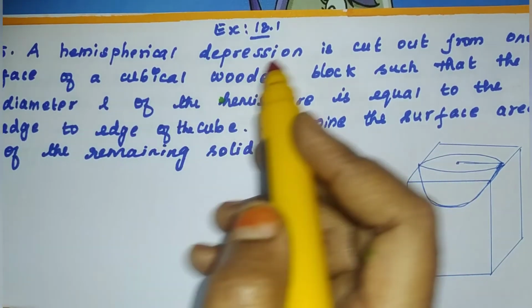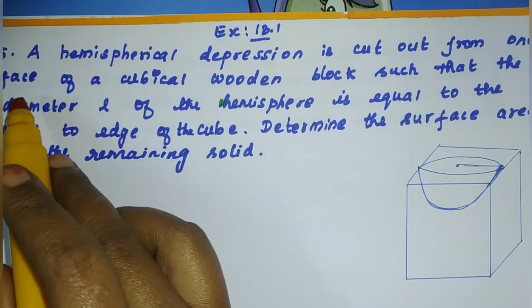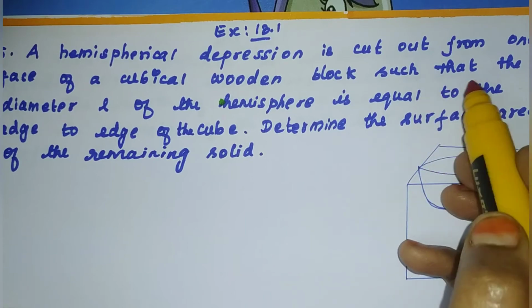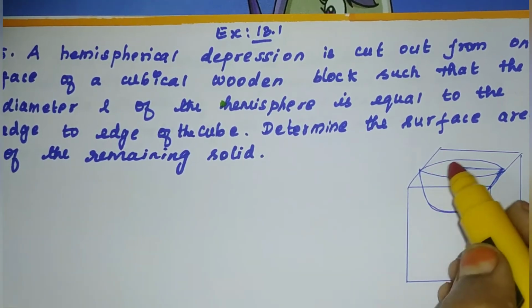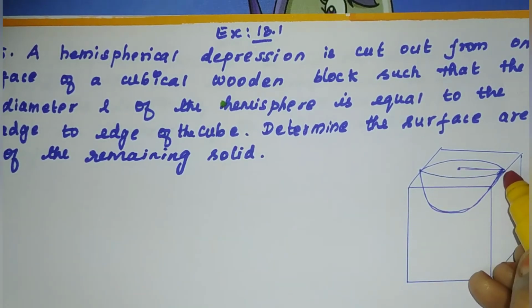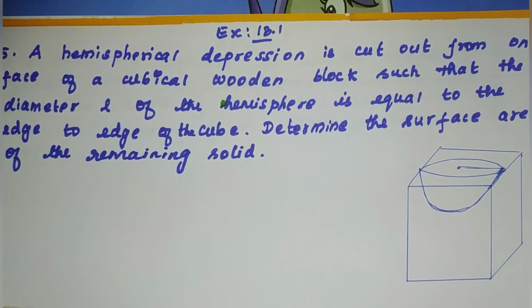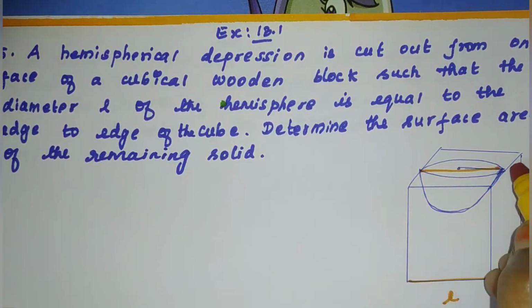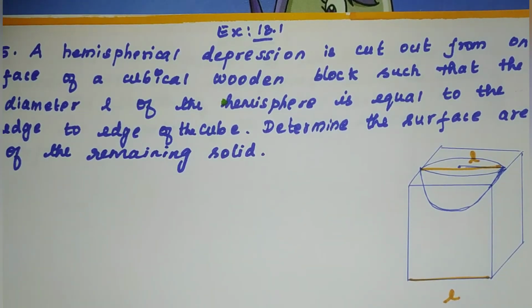A hemispherical depression is carved out from one face of a cubical wooden block such that the diameter L of the hemisphere is equal to the edge of the cube. So the length of the cube is L and the diameter of the hemisphere is also L. No values.